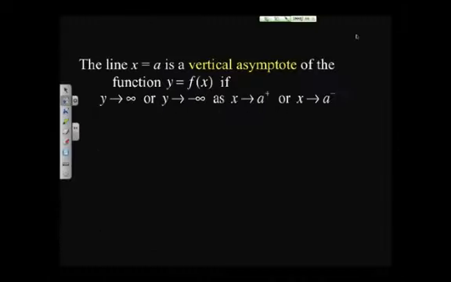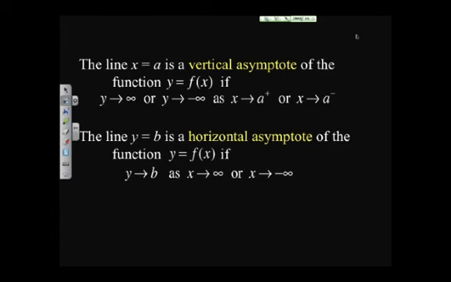The line x equals a is a vertical asymptote of the function y equals f of x if y approaches infinity or y approaches negative infinity as x approaches a from either the positive or the negative side. The line y equals b is a horizontal asymptote of the function if y approaches b as x approaches infinity or negative infinity. This horizontal asymptote is dealing with our end behavior.